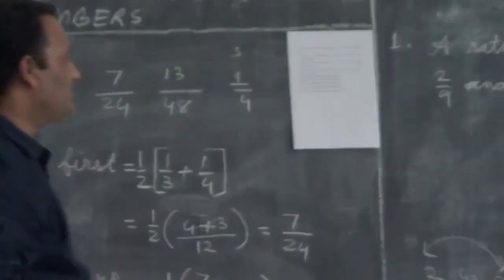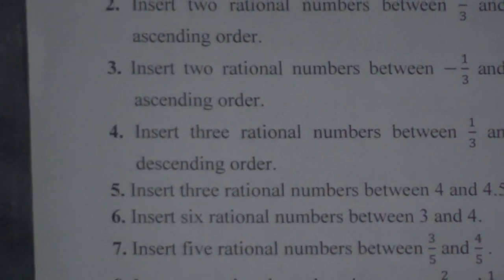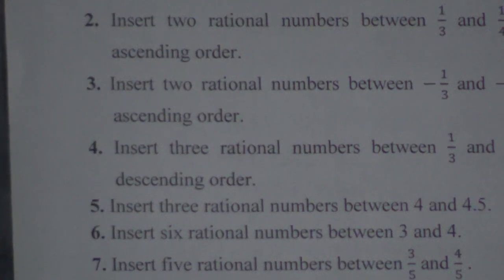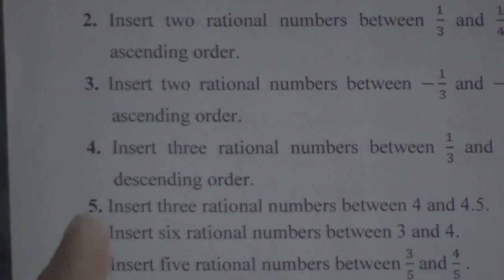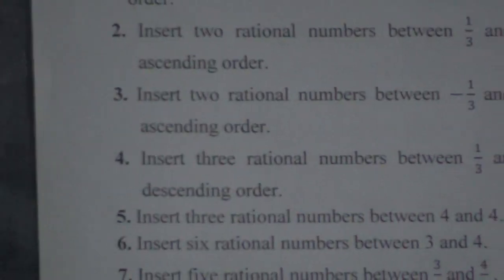So, a very small question. Insert two rational numbers between -1 by 3 and -1 by 2. Arrange in ascending order. I hope you can do that. I am not going to do this for you. Insert three rational numbers between 1 by 3 and 4 by 5 and arrange in ascending order.